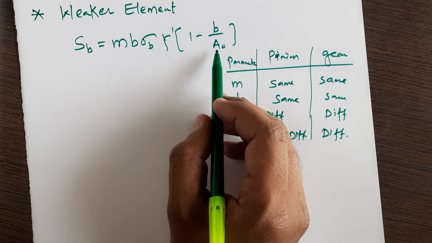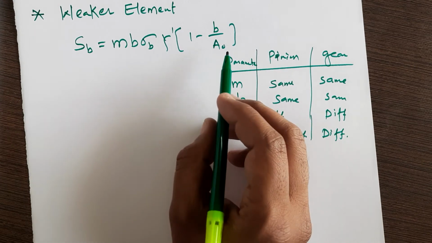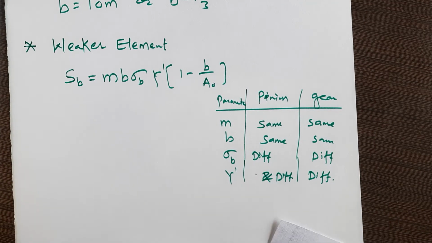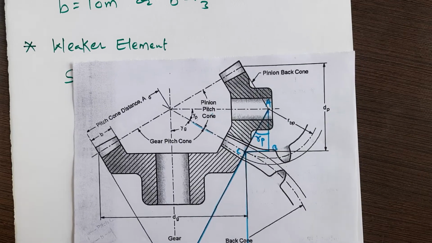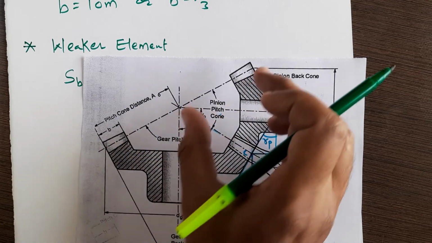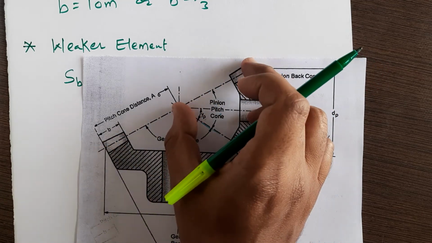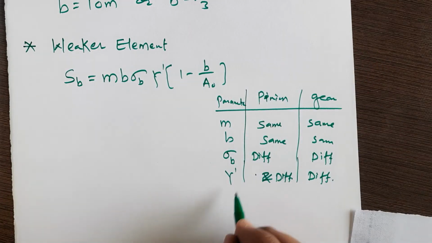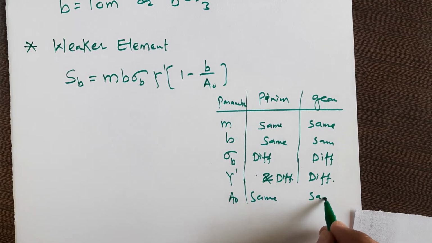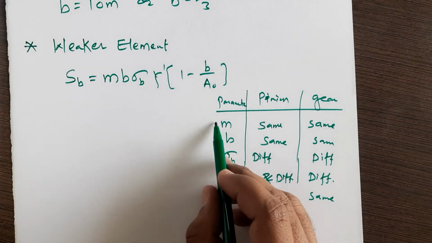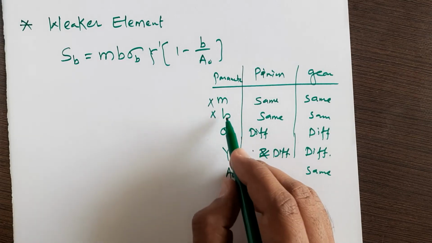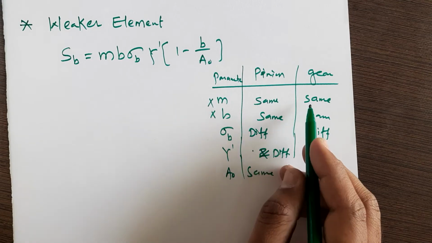Then a naught is again the cone distance. A naught is the pitch cone distance, which we have seen in the figure, from here to here. Whether you are considering the gear or the pinion, the pitch cone distance will remain the same, so a naught will remain the same. So we will not consider these parameters; they are neutral for pinion as well as gear.